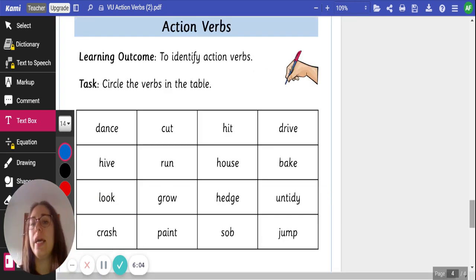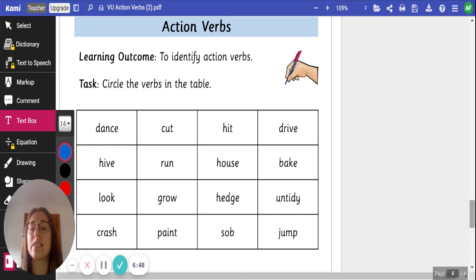Okay, and for our last activity today, we're going to look at all of the verbs in the table and identify them. So we have a table with a few different words in it. I would like you to pause the video and write down every action verb that you can see in the table. You don't have to number your paper, just write them all down. And you're going to hit play and we're going to go through the action verbs. I will read them for you first. Dance, hive, look, crash, cut, run, grow, paint, hit, house, hedge, sob, drive, bake, untidy, and jump.